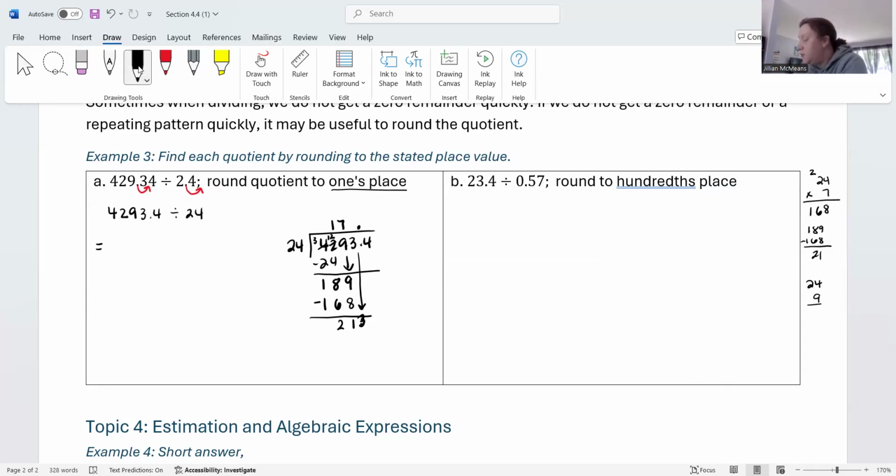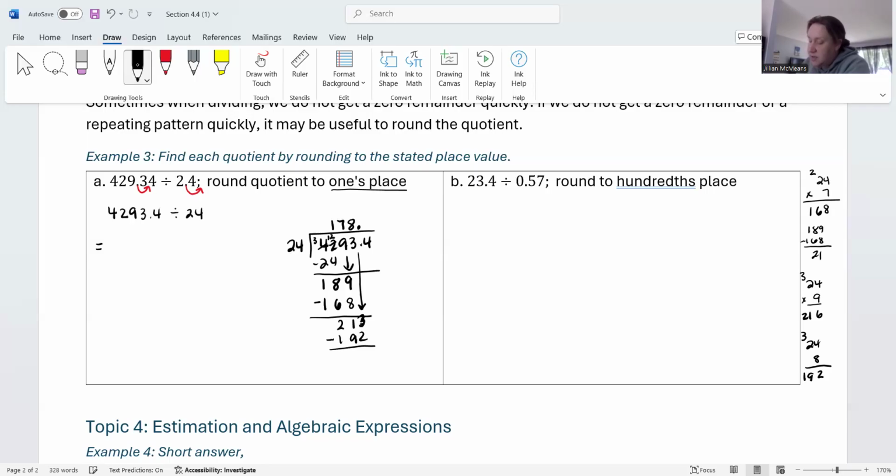So 24 times 9. Well, 9 times 4 is 36, so I'm going to keep a 6, carry a 3. 9 times 2 is 18, plus 3 is 21. So unfortunately, 216 is too big. So 24 will go into 213 8 times. Let's figure out what 24 times 8 is. 8 times 4 is 32, so keep a 2, carry a 3. 8 times 2 is 16, plus 3 is 19, so I get 192.